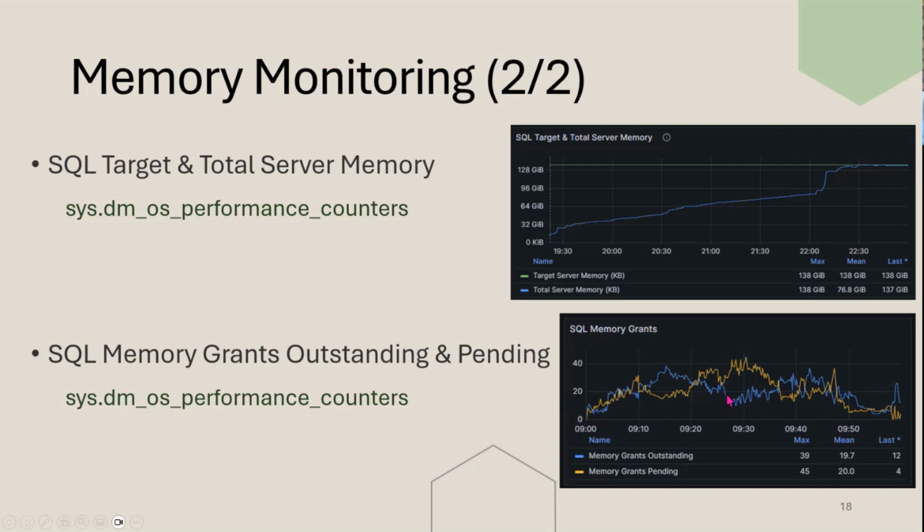So the memory grants outstanding is how many things are actively using memory. The last time that this graph refreshed, there were 12 things actively using memory, and there were 4 in the memory grants pending. So that's the number of things that are essentially waiting in line, or would run once memory is actually made available. So this graph could indicate that there's some memory pressure going on. If it's a concern of ours, then we can dig into this.